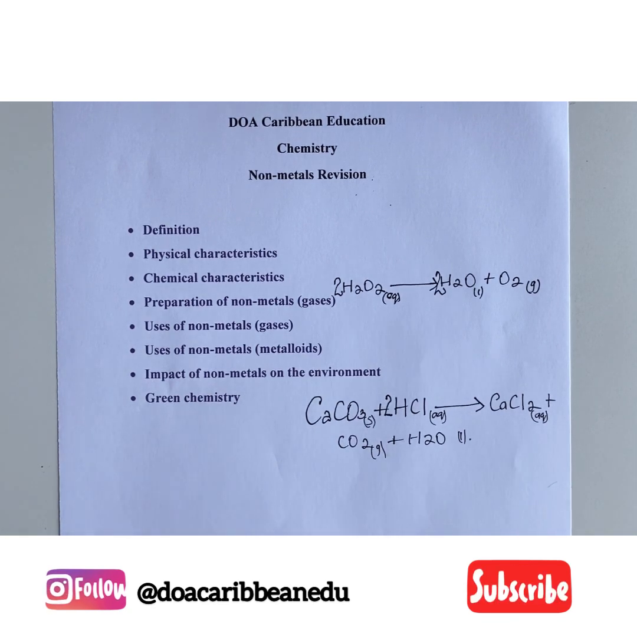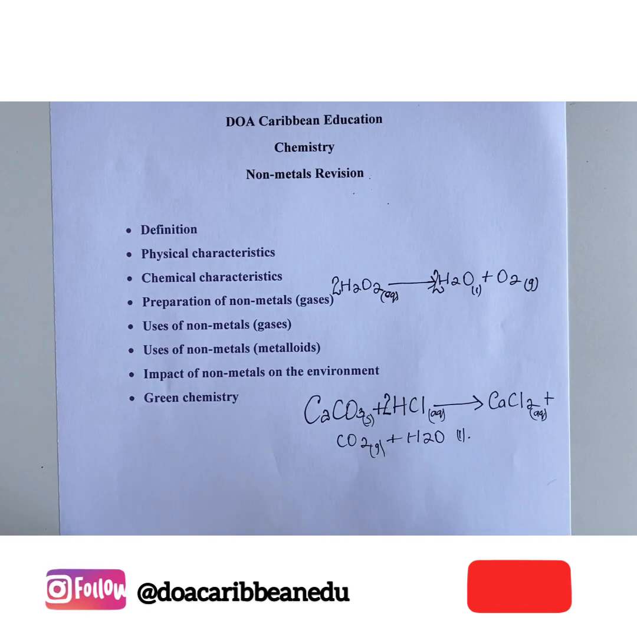To test for ammonia, remember, it's a basic gas, we can expose damp red litmus paper to the gas, and it will turn the damp red litmus paper blue. And for the equation, remember, we are reacting a base with an ammonium salt upon the action of heat.